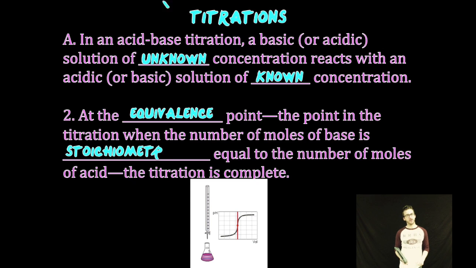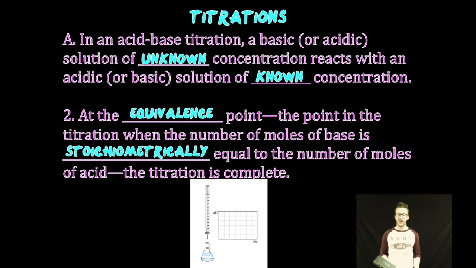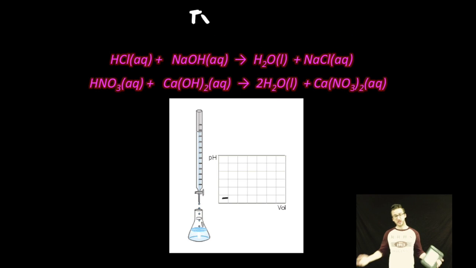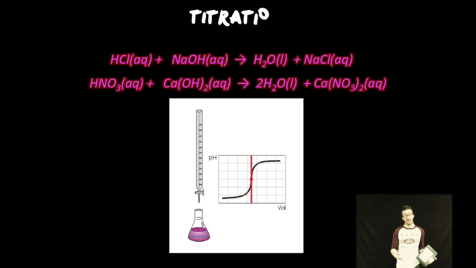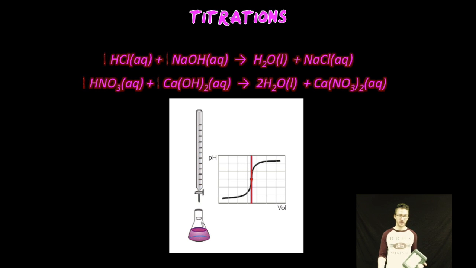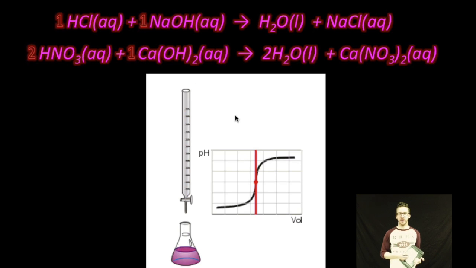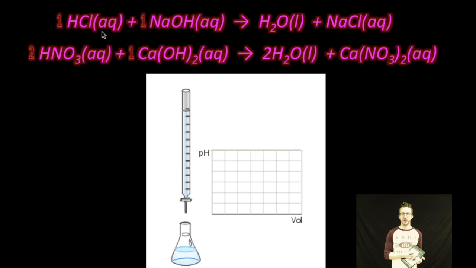Now, your first important vocabulary word here is what's called the equivalence point. This is the point in the titration when the number of moles of base is stoichiometrically equal to the number of moles of acid. At that point, your titration is complete. So let's take a look at a couple of acid-base neutralization reactions. These are the types of reactions that you're going to perform in an acid-base titration. And when you reach the equivalence point, you have reacted the stoichiometric ratio of acid to base. Many times it's a 1-to-1 ratio, but be careful because occasionally it's 2-to-1, especially when you have those hydroxides with those group 2 metals. Cuidado!